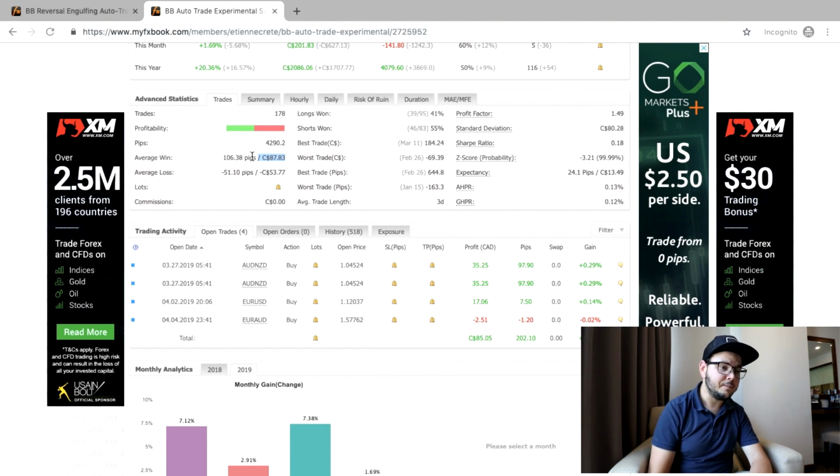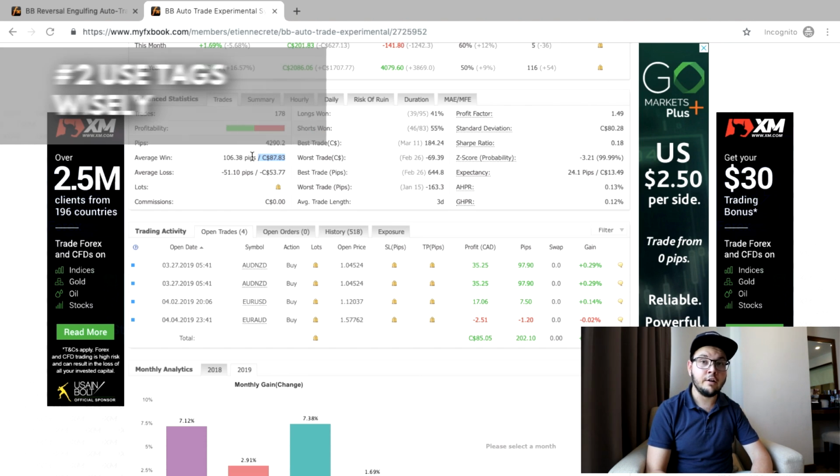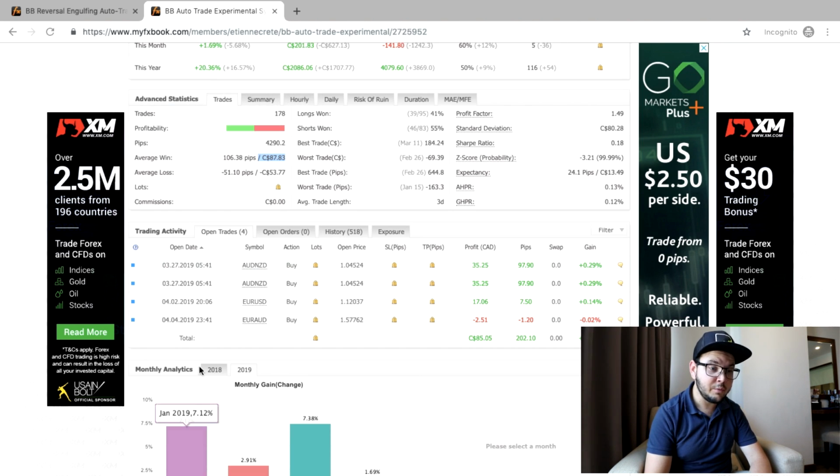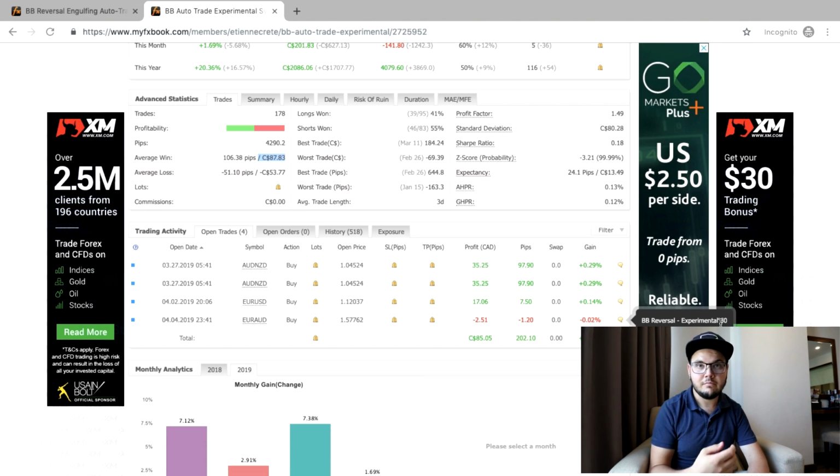Now, the other thing, the second thing you've got to use, are the tags. And tags are big in MyFxBook. Now, you will see these over here. Those are tags I put automatically if it's a trade on a 60-minute chart, and that's based on a comment here that the algo gives. So when it says 60, it's on a 60-minute chart. Okay, it's pretty simple.